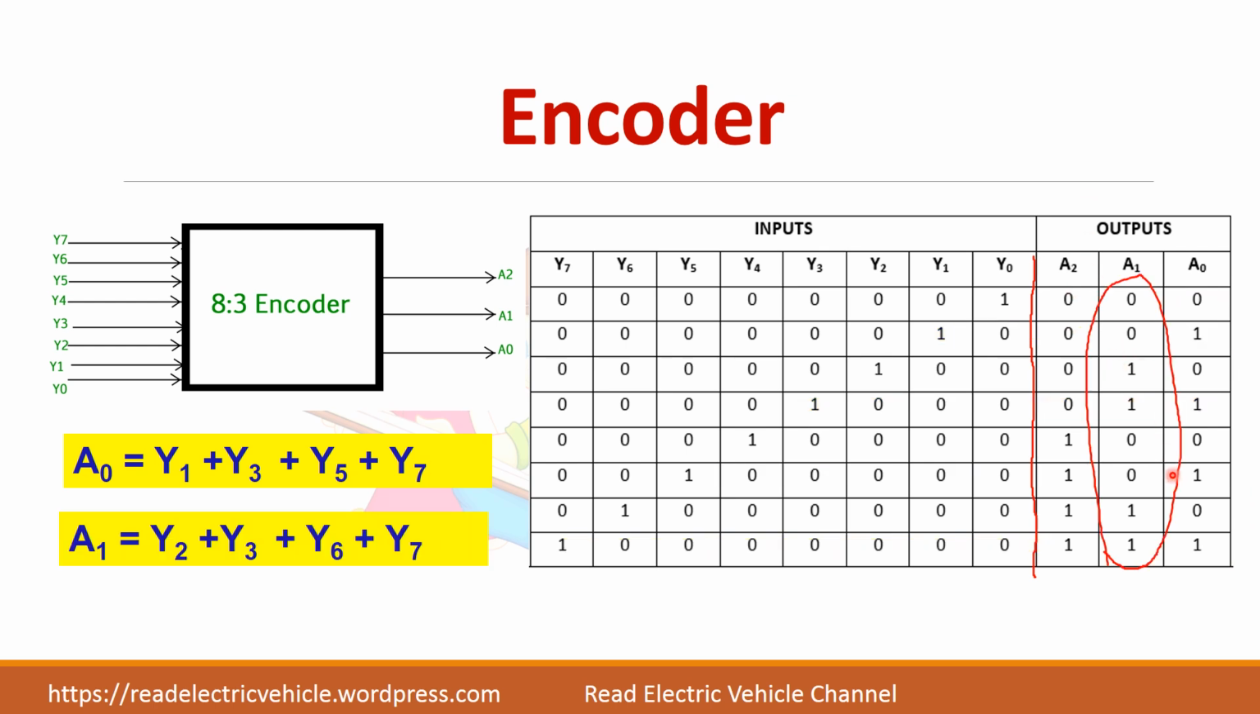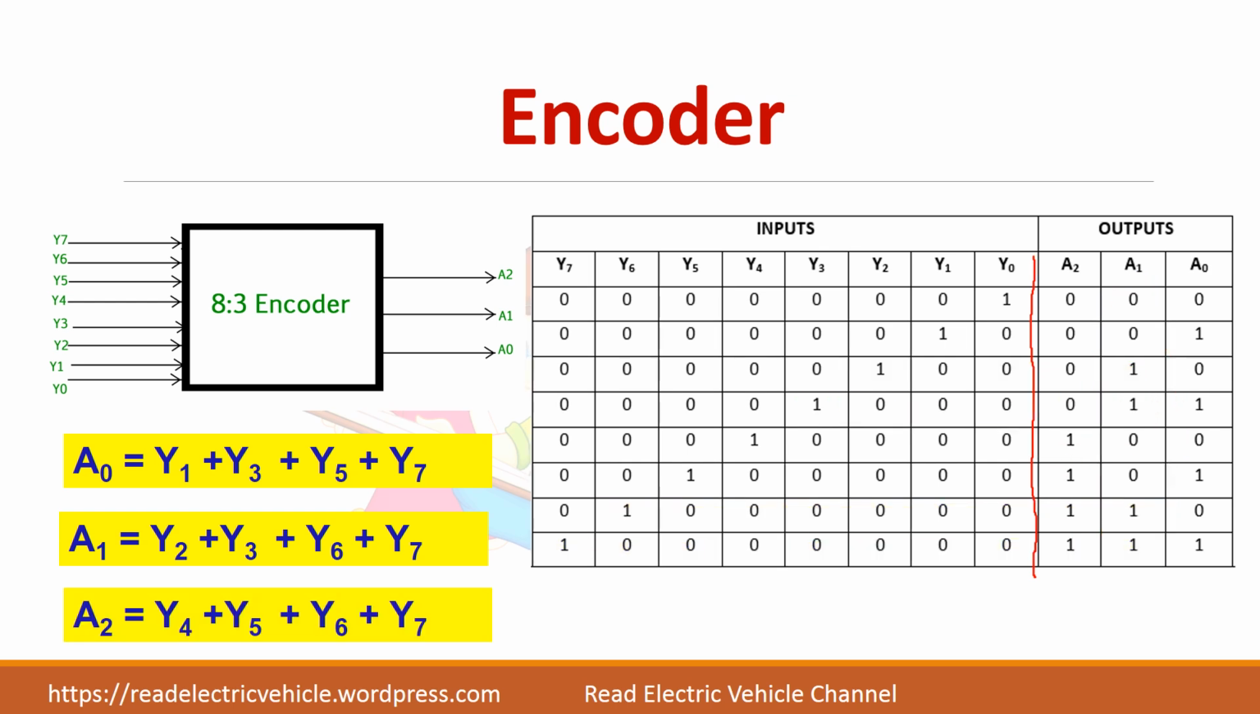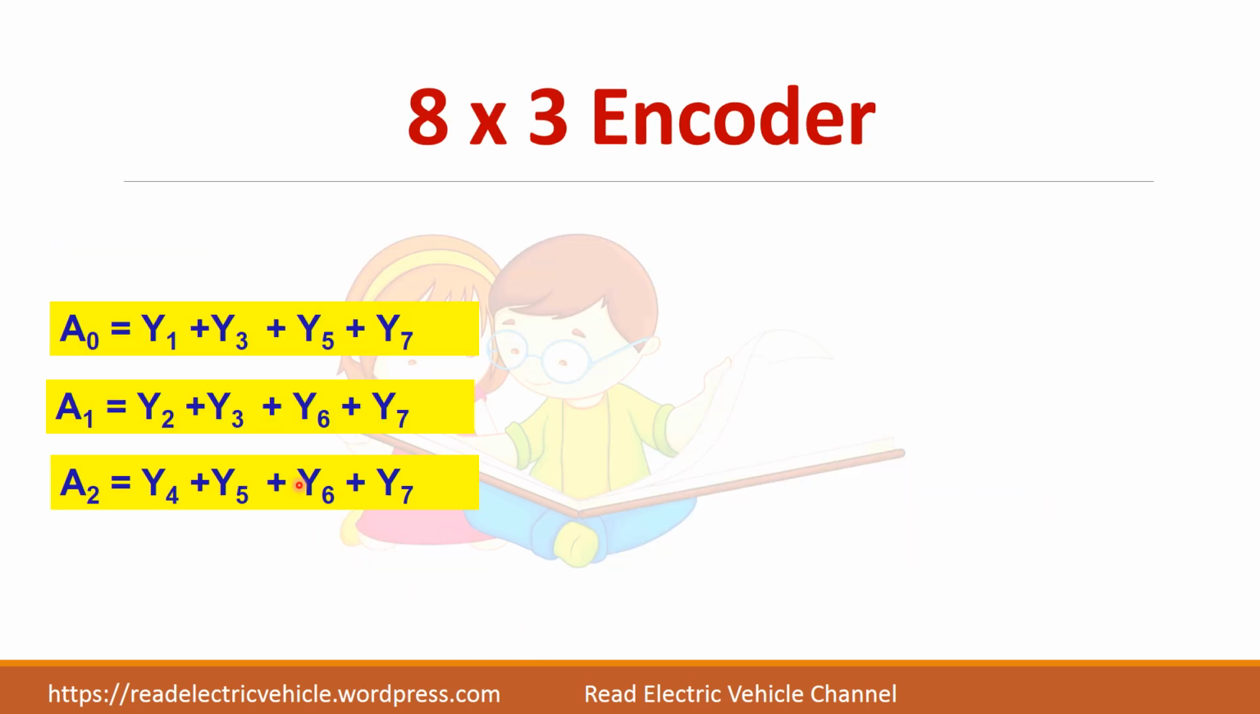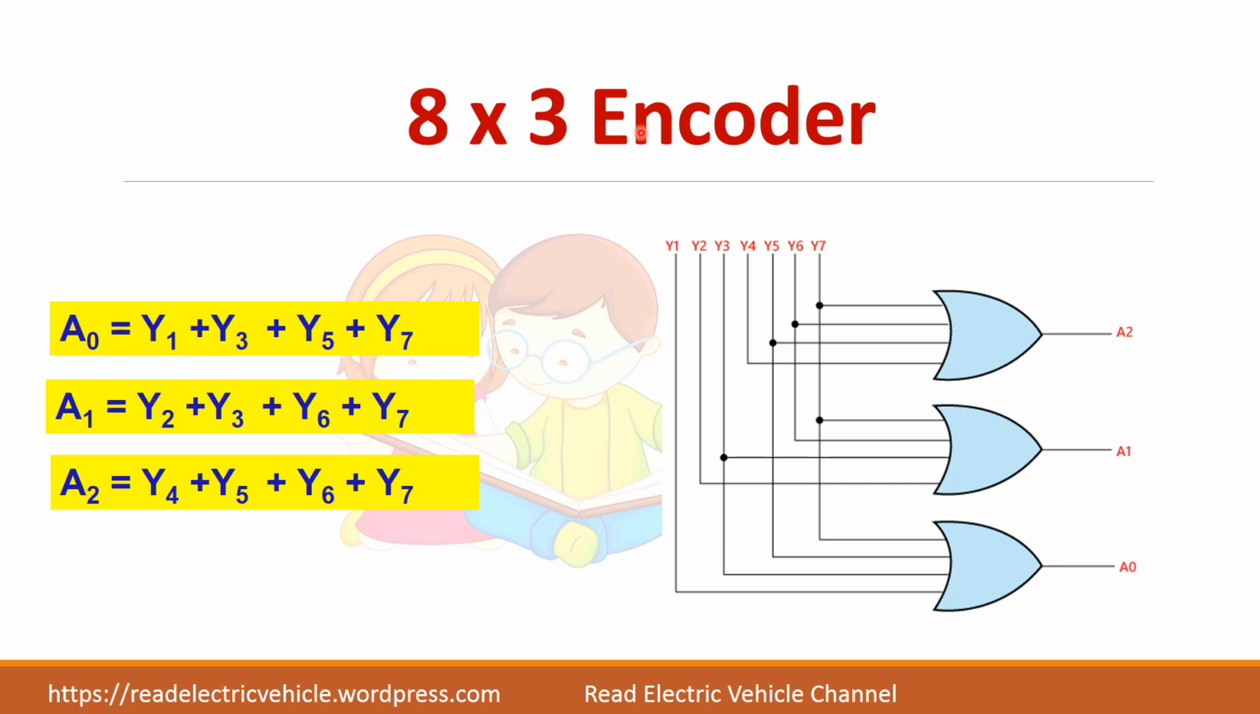So this is for A1 and this is for A2. A2 will be high if any of these 4 bits are high. So let us design the 8 cross 3 encoder. So you need 3 OR gates. Here for A0, A1 and A2, for A0 you have to connect Y1, 3, 5, 7. So 1, 3, 5, 7. Like that you can design it.